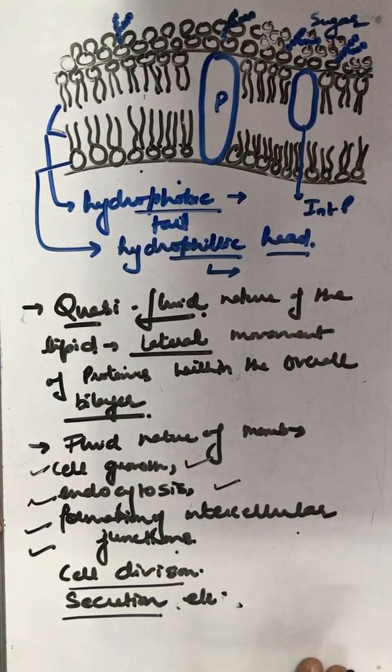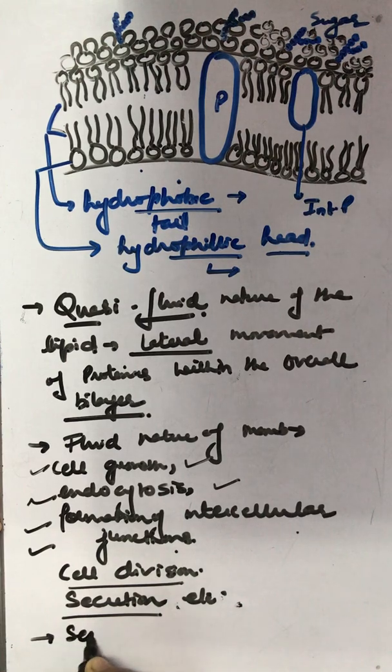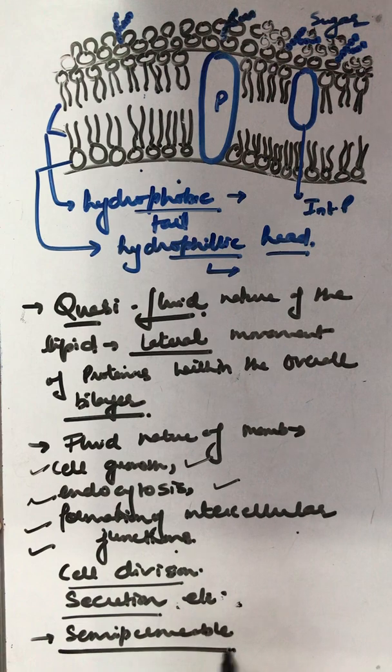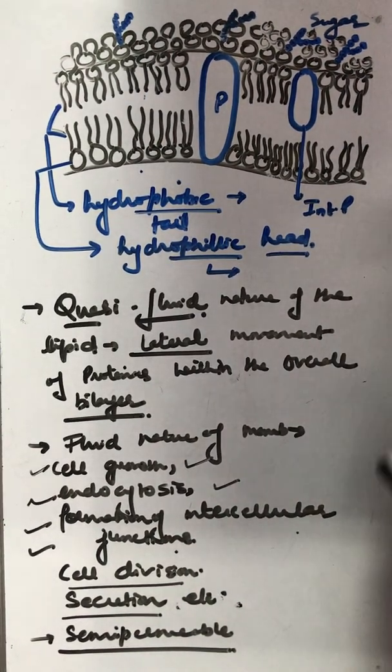Then an important property is its semi-permeable nature. That means the membrane allows only certain molecules to pass through it. It does not allow all the molecules. It will only allow certain molecules to pass across. Now, moving to the membrane transport. How the membrane transport takes place through this cell membrane structure.